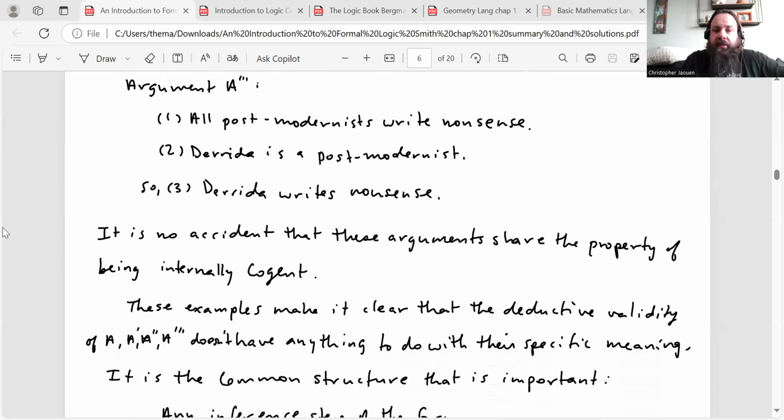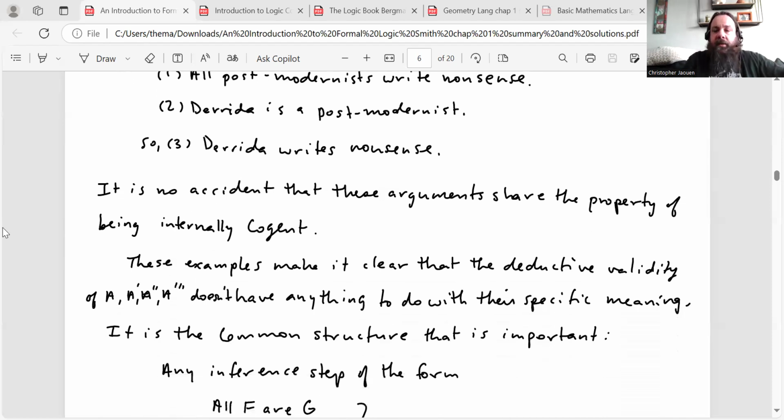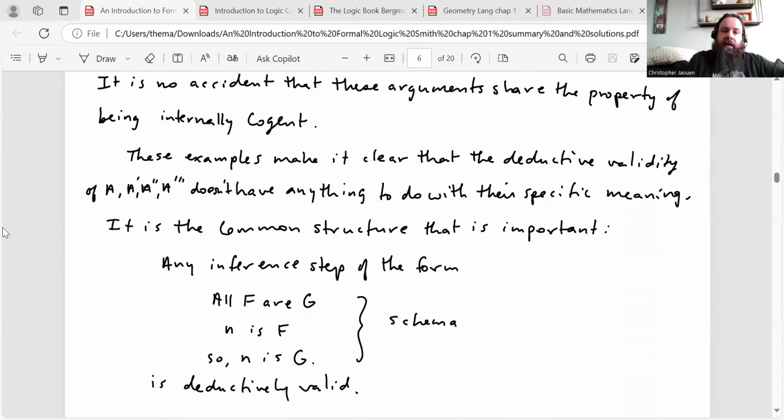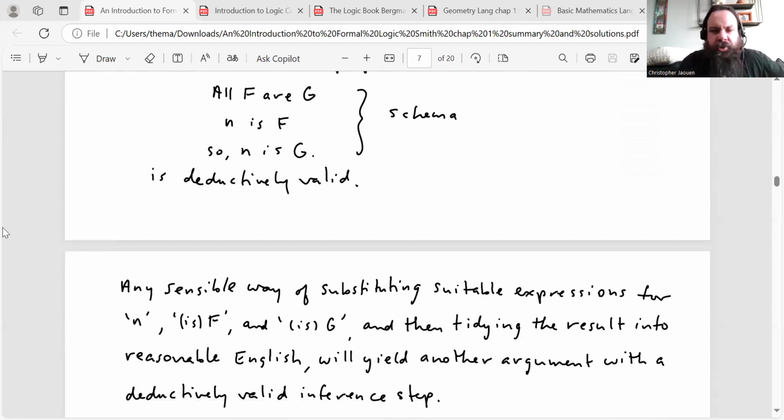It is no accident that these arguments share the property of being internally cogent. These examples make it clear that the deductive validity of A prime, A double prime, and A triple prime doesn't have anything to do with their specific meaning. It's the common structure that's important. Any inference step that has the form all F are G, N is F, so N is G, is deductively valid. We call this a schema or a structure.